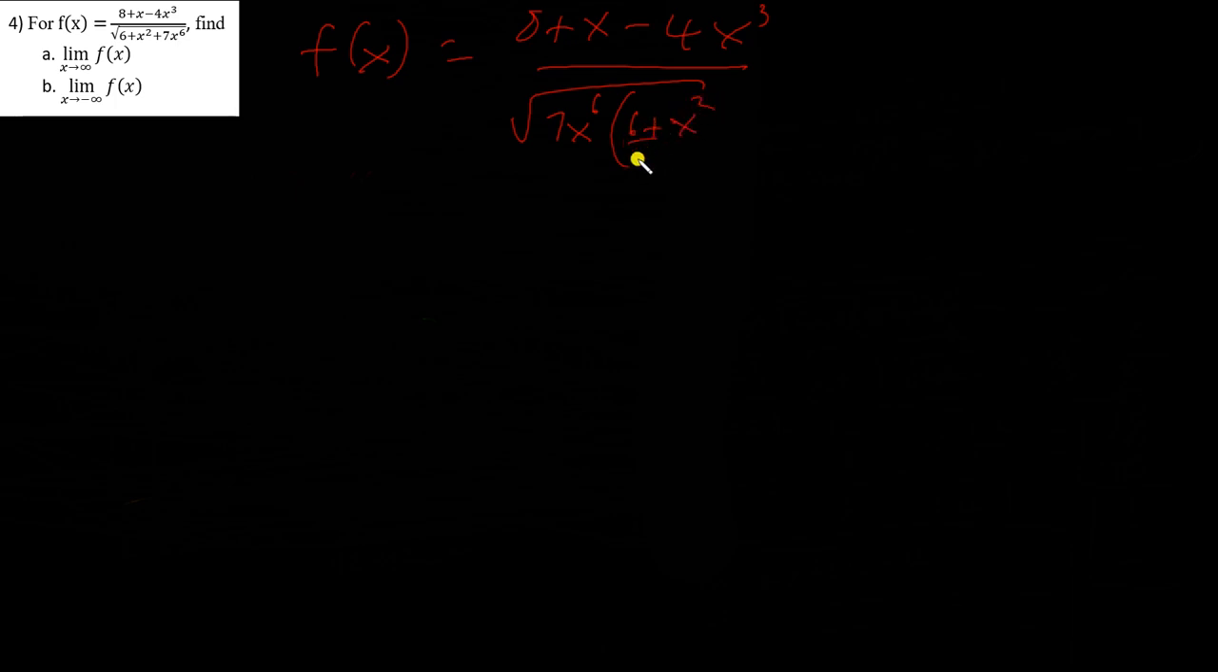If you don't know what I mean by that, I can rewrite this as 8 plus x minus 4x cubed, and I can just factor out the 7x to the 6th completely. And then I can just pull it out of the square root.